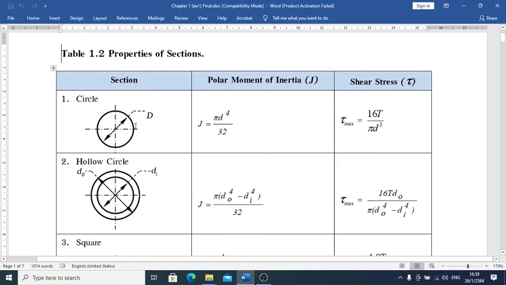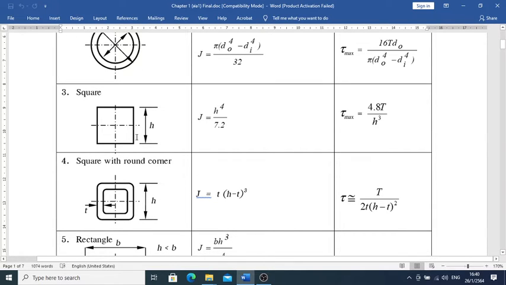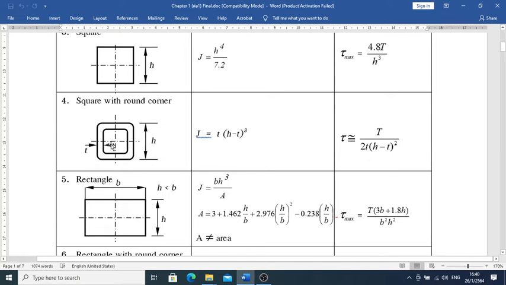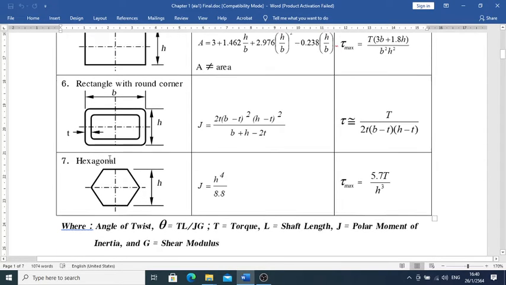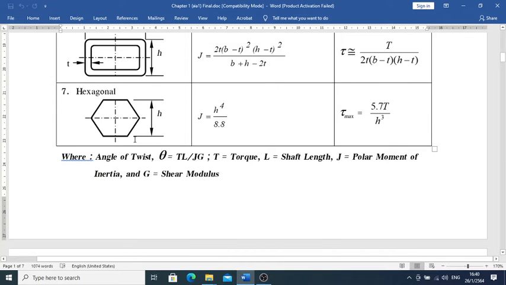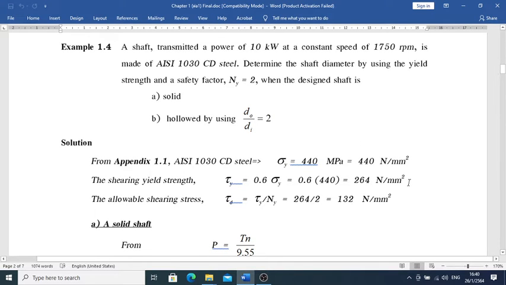So number one there is going to be circle, and number two is going to be hollow circle. It has a J corresponding in the second column, and third is going to be the tau max right there at the surface. Then square shaft, and square hollow, and then rectangle, and then rectangle with a hollow inside, and number seven is going to be hexagonal. That's what we've got with the J and the tau max experienced at the surface of the shaft, respectively.